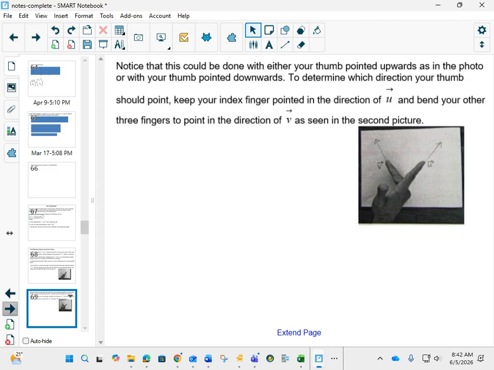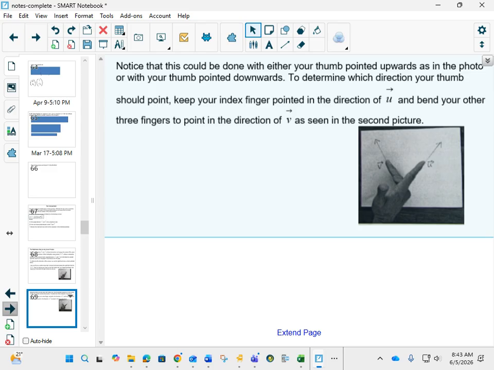If I started on v, and my thumb is pointing up, I cannot bend my 3 fingers back. Don't even come up here and try. The only way I could bend my 3 fingers back is if I pointed this way and turned them down. This would cause it to go into the paper. So this is the right-hand rule, how it works.